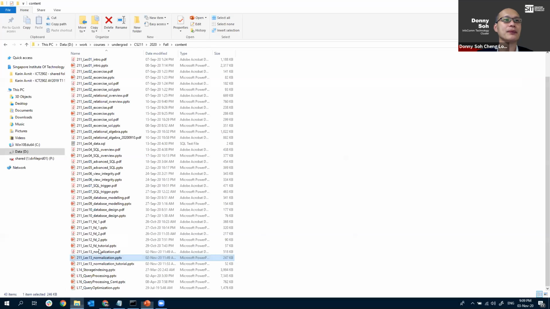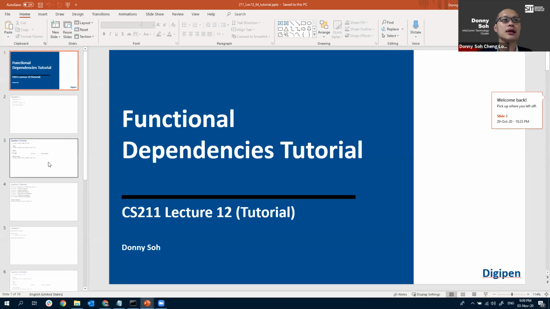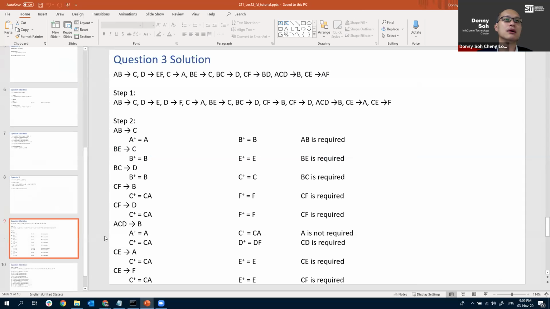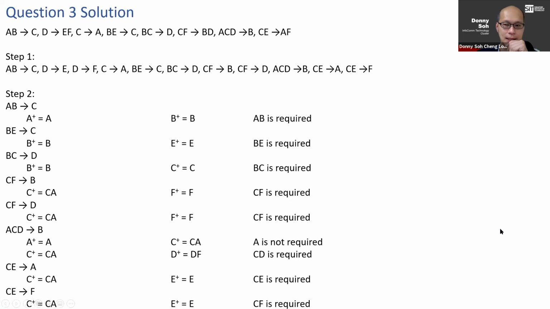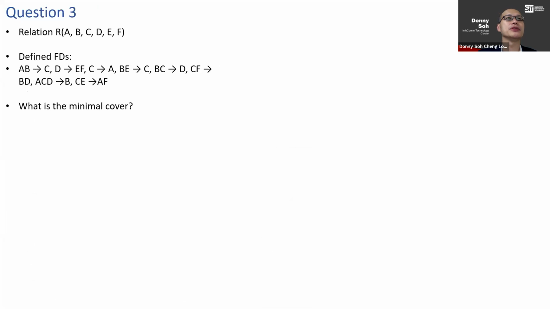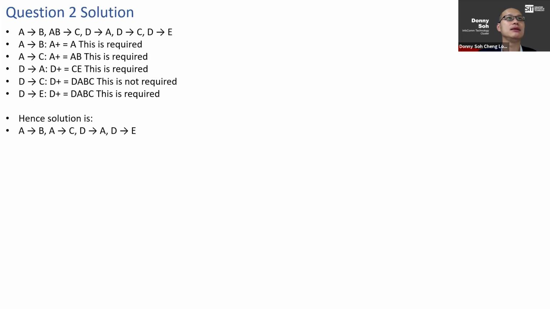Let's go through what step 3 is. Maybe this example is too convoluted. Let's do a slightly less confusing one. Let's look at this.